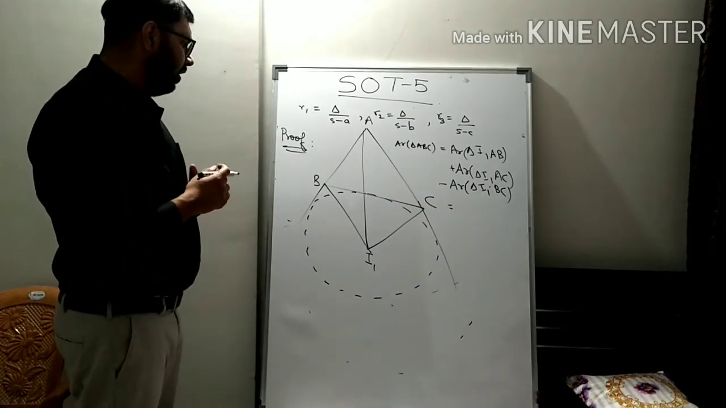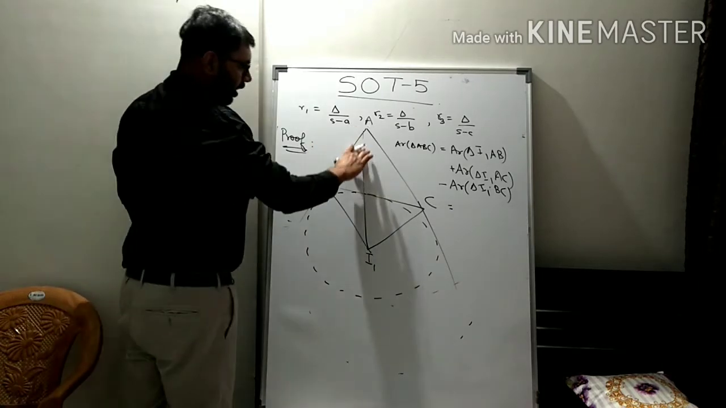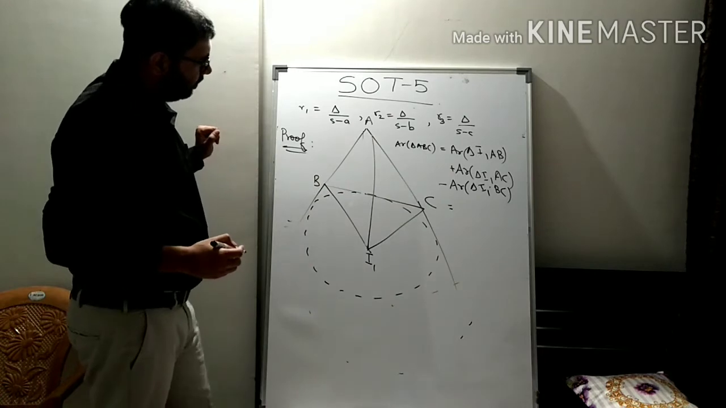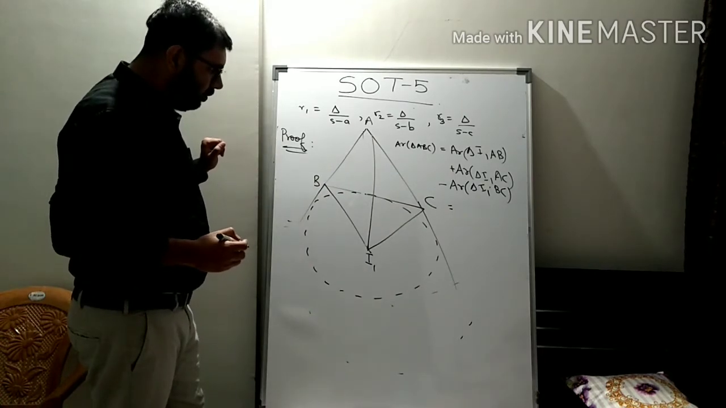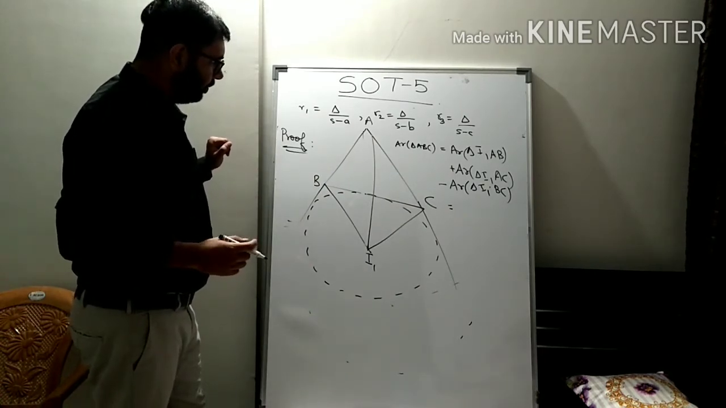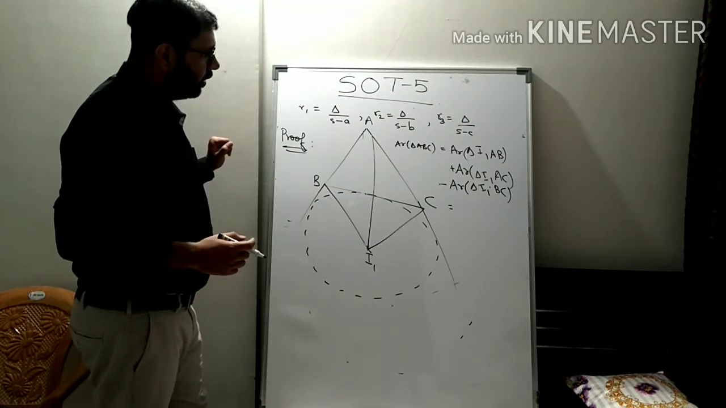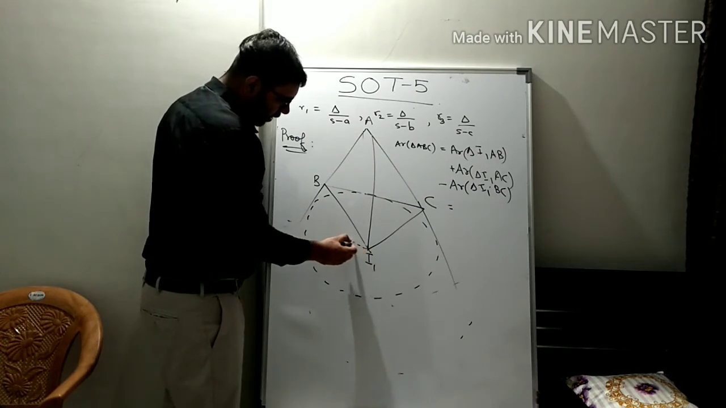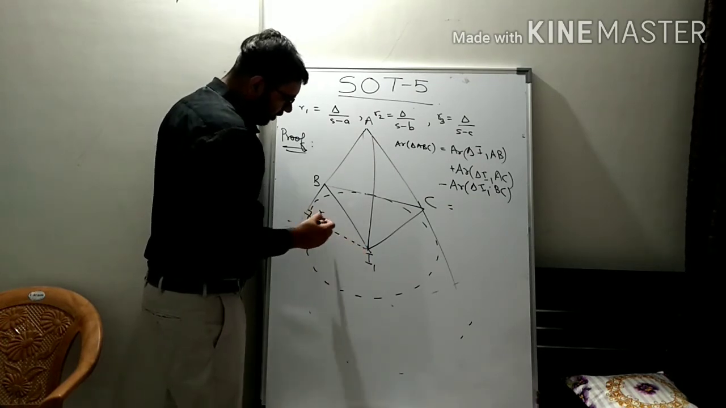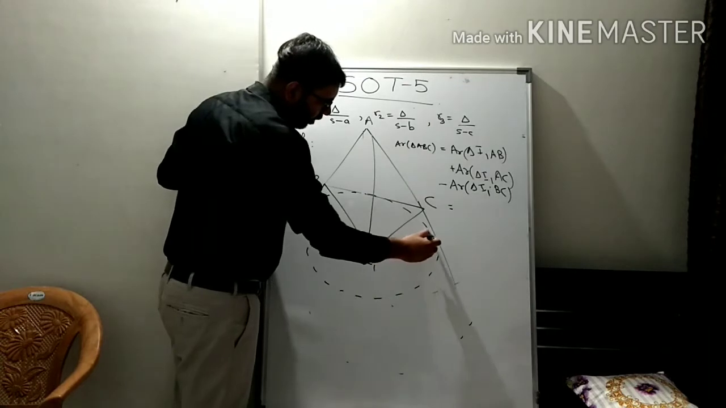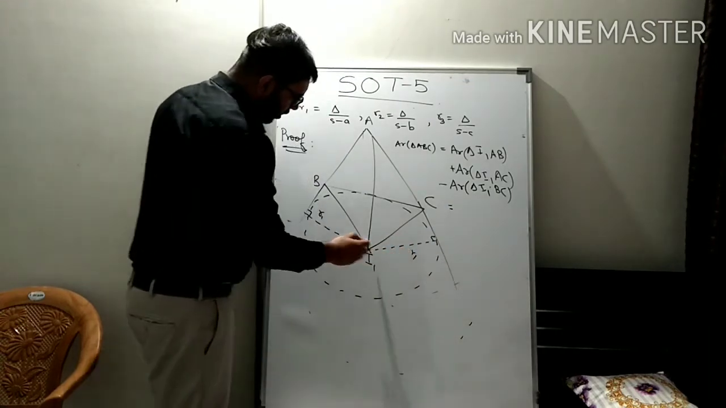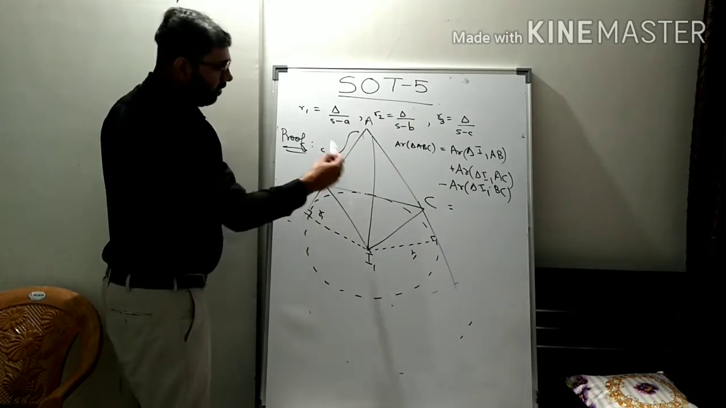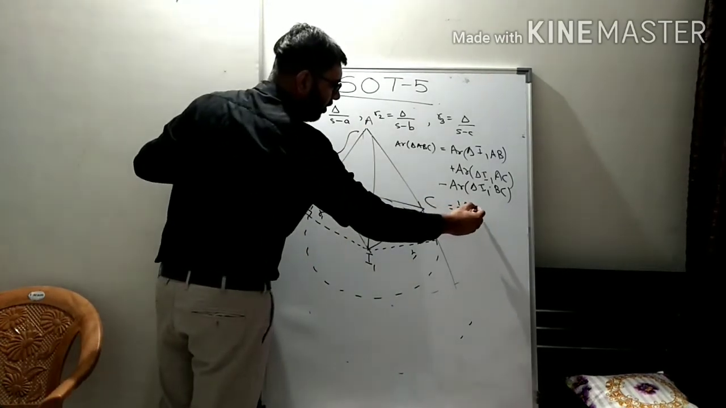How will we find the area for triangle I1AB? If I draw a perpendicular from this, it will be R1. Now if I draw a perpendicular from here to here, this also will be R1. So half base into height: this length is C, so the area of this triangle will be half R1 into C.